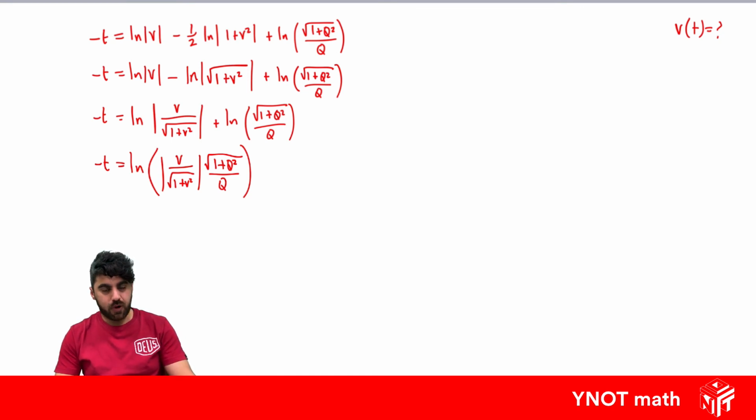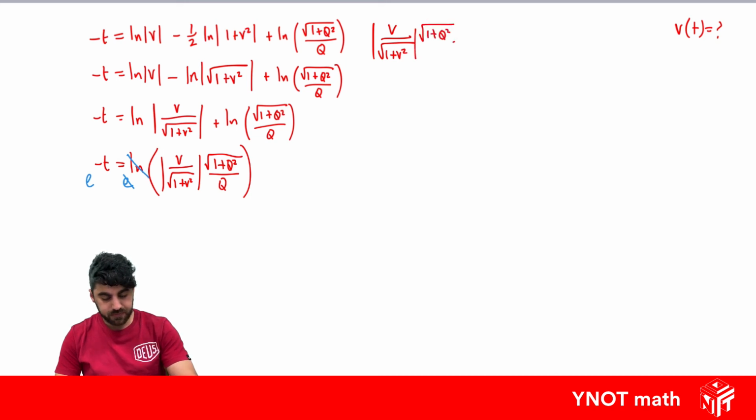And we've brought everything into one log, so that means now we're going to make both sides the powers of e. So we're going to take our left-hand side and make that a power of e, and the right-hand side to the power of e. The log and the e will cancel out. So we're left with the absolute value of v over the square root of 1 plus v squared, times the square root of 1 plus q squared, all on q, equals e to the minus t.